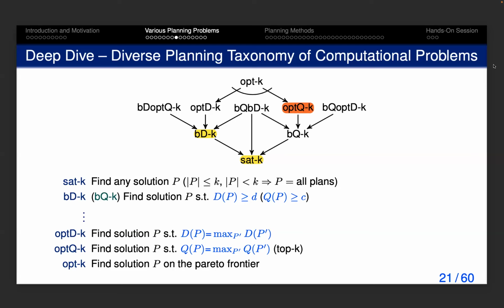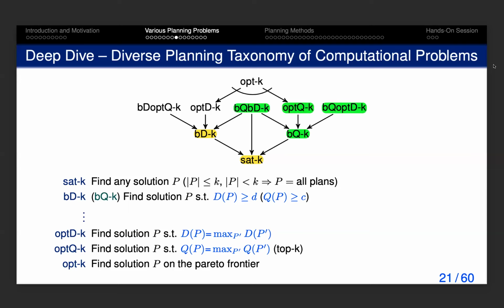Optimal quality K is basically our favorite top K planning problem, so it maps to a normal top K planning. Satisficing diversity is where any planner just finds plans and cares about diversity. In particular, LPG is a famous diverse planner that belongs to this category. And then you have bounded diversity diverse planning, which is one of the other planners that exist out there.